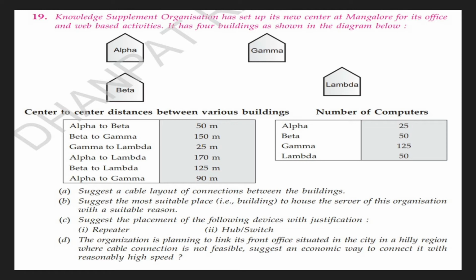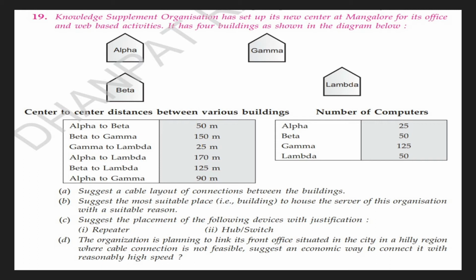The third question is asking about placement of certain devices such as repeater and hub or switch among all buildings. Which building can easily use a repeater? And the fourth question is asking about a certain condition: if the company wants to link their buildings with the front office, which is in the hilly areas and where cable connection is not feasible, we have to find a way out so that it will be economically good and reasonably high speed.